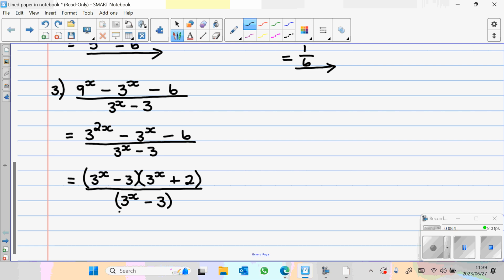This will allow me to cancel out those 2 brackets, and my final answer would be 3 to the power x plus 2.